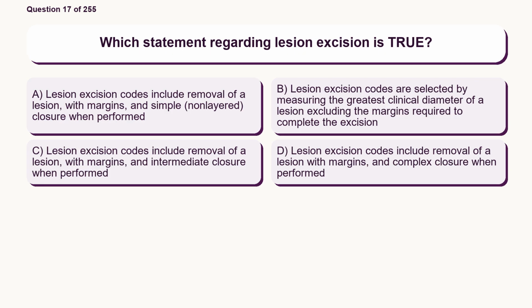Question 17. Which statement regarding lesion excision is true? Option A, lesion excision codes include removal of a lesion, with margins, and simple, non-layered, closure when performed. Option B, lesion excision codes are selected by measuring the greatest clinical diameter of a lesion excluding the margins required to complete the excision. Option C, lesion excision codes include removal of a lesion, with margins, and intermediate closure when performed. Option D, lesion excision codes include removal of a lesion with margins, and complex closure when performed.